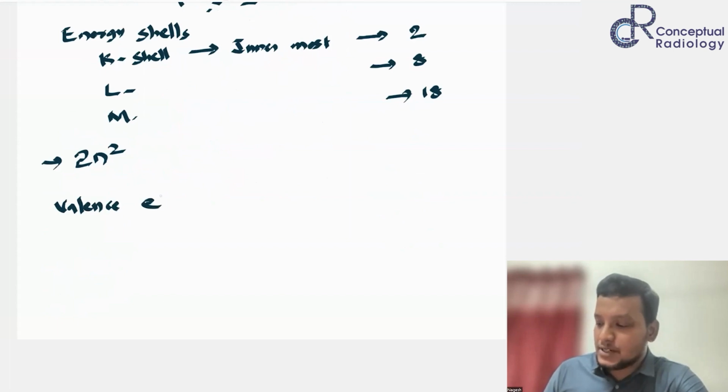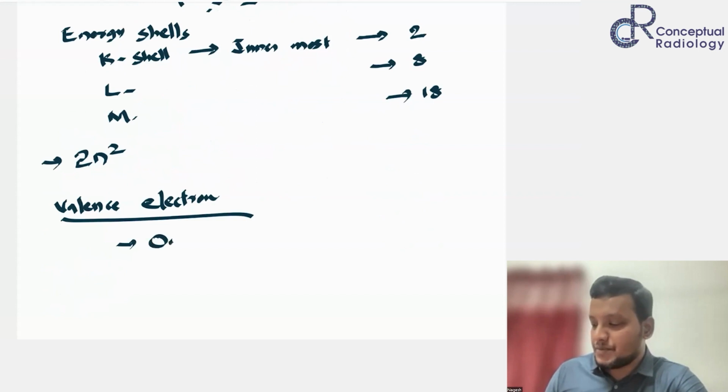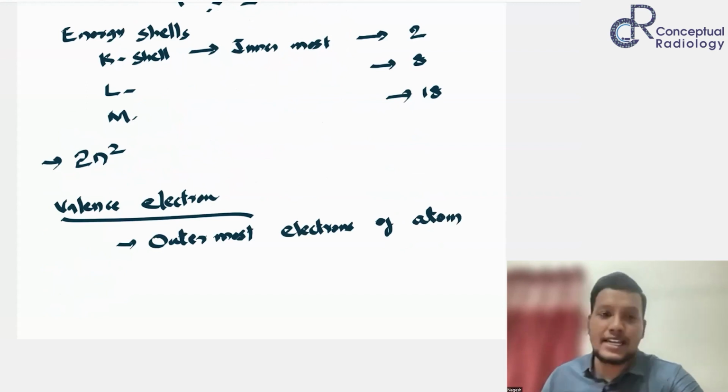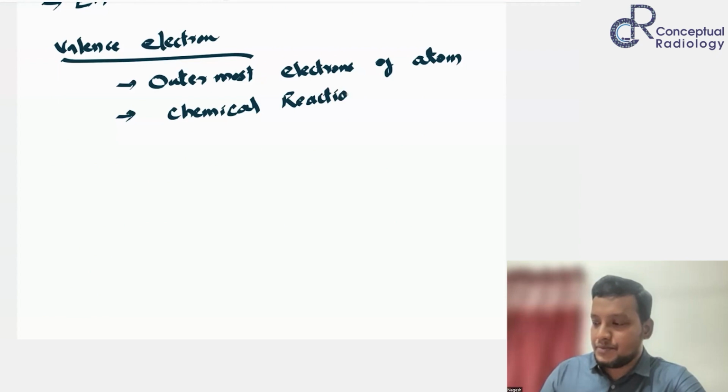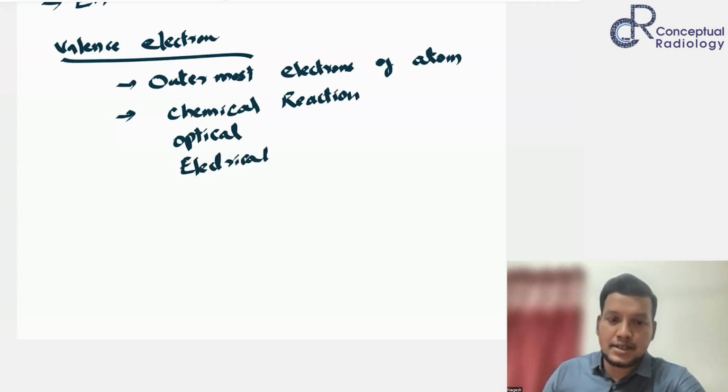Now coming to valence electrons. What are valence electrons? The outermost electrons of an atom are called valence electrons. These valence electrons take part in chemical reactions, in optical phenomena, in electrical properties, and thermal properties of the atom.